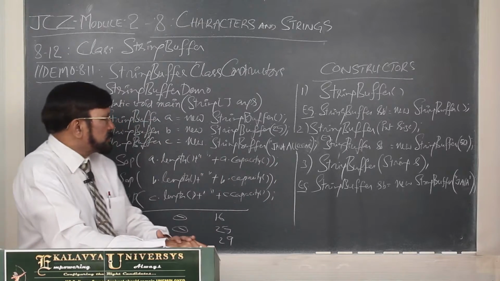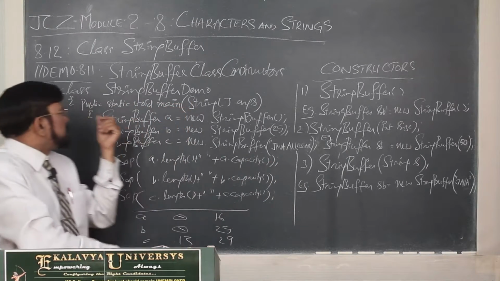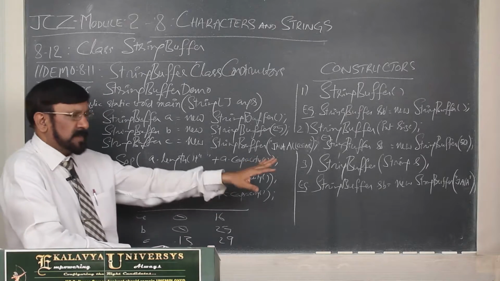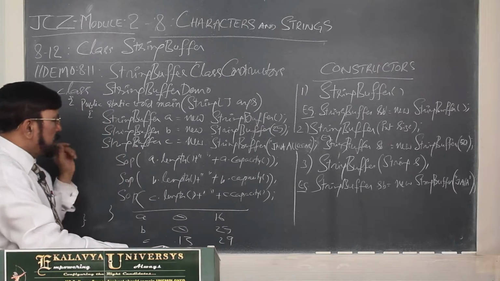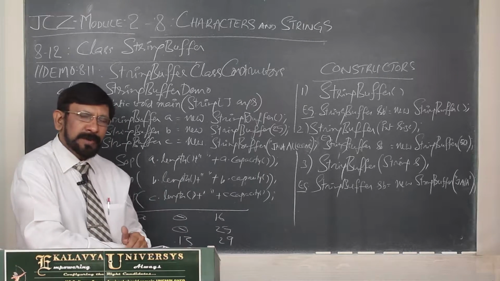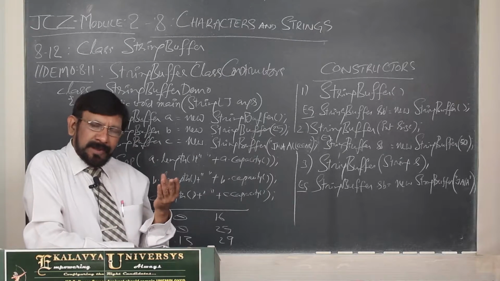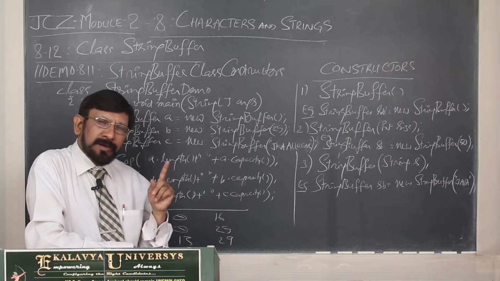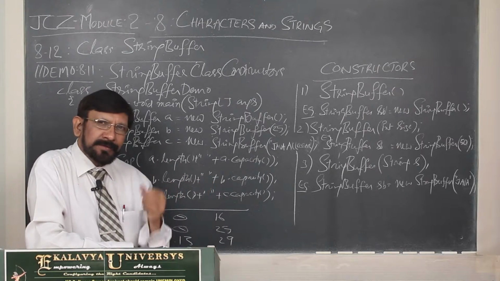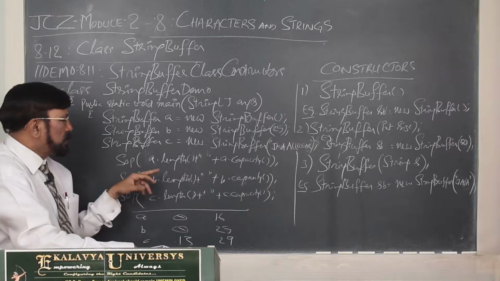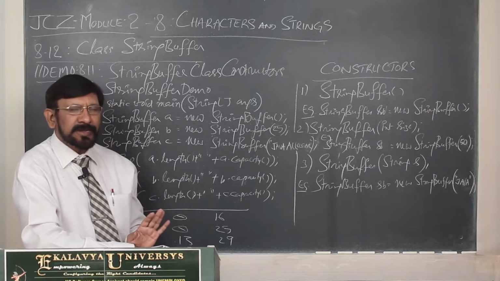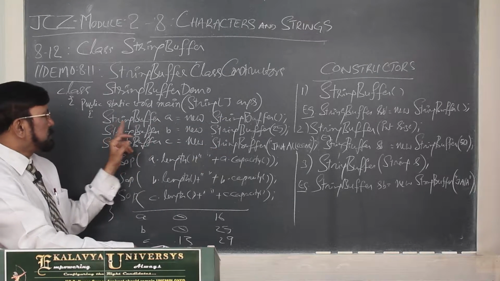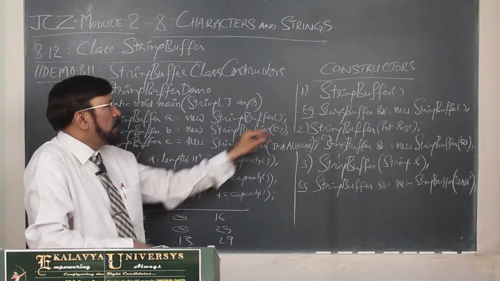In that manner you have to understand, and through this demo, the 8.11 demo program, you can understand its functionality clearly and register it in your brain. For knowing the length and capacity, two methods are provided. String also provides the length method, and StringBuffer also provides the length method. These are instance methods.